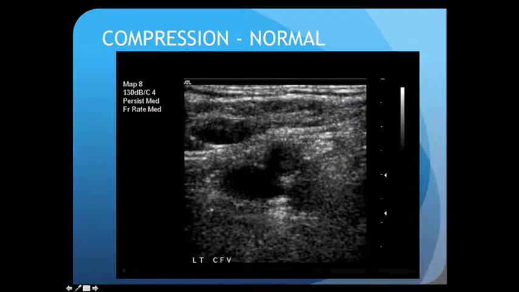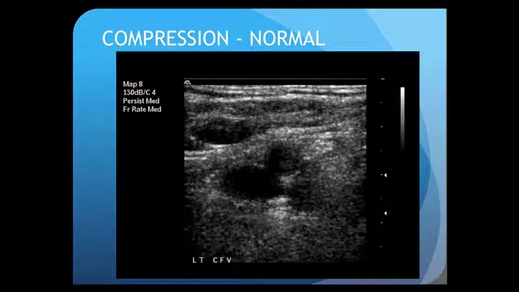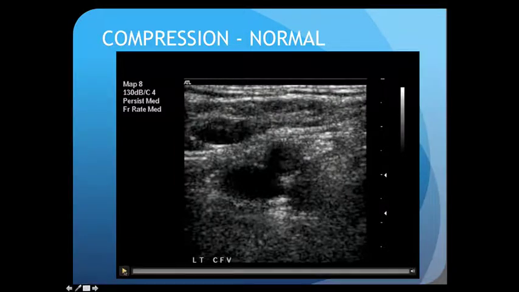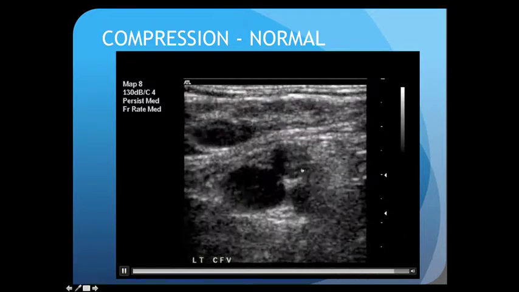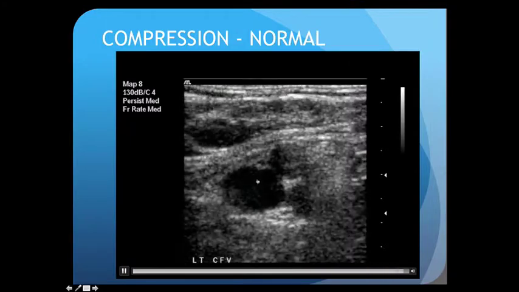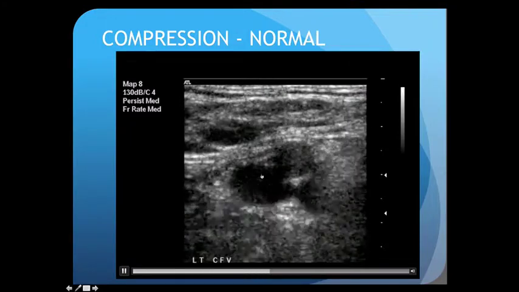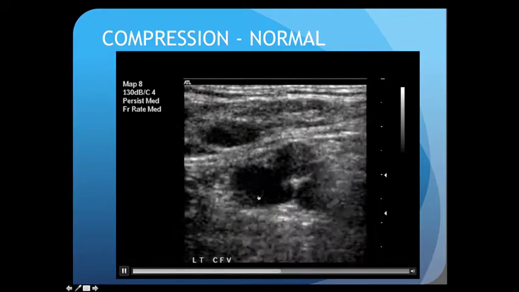So this is what a normal vein looks like, and most people are familiar with this because when you're placing central lines you use compression to ensure that you're looking at the vein and not the artery. So here we have the femoral artery, which is already divided. Here's the deep femoral artery branch here. Here we have the femoral vein, and with compression you can see the walls oppose, the vein completely collapses.